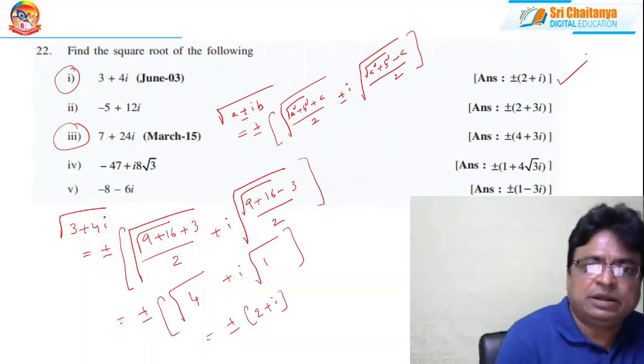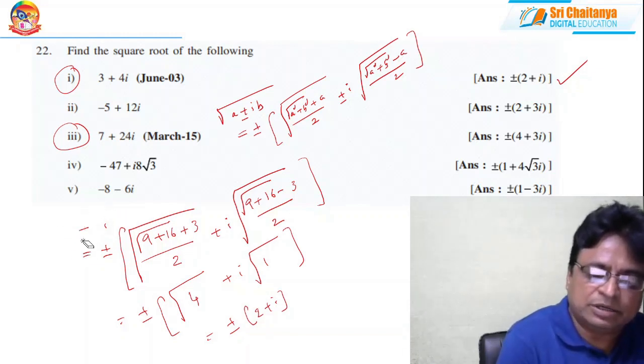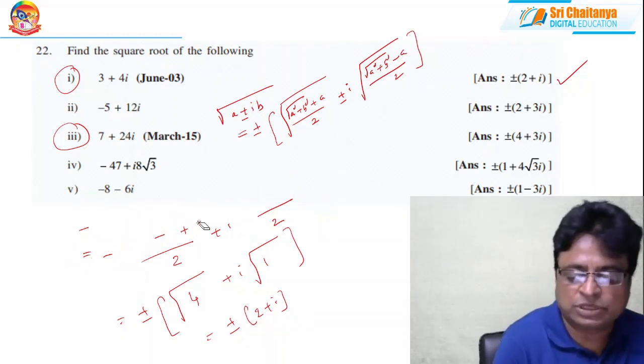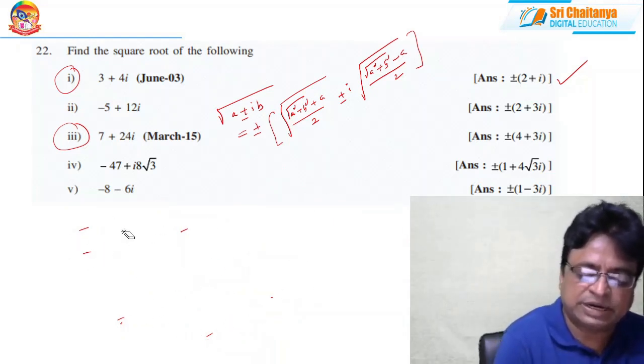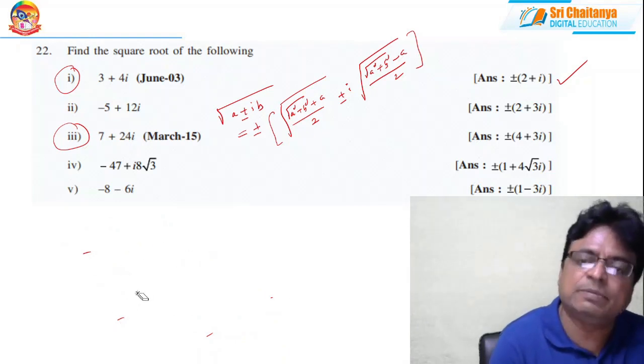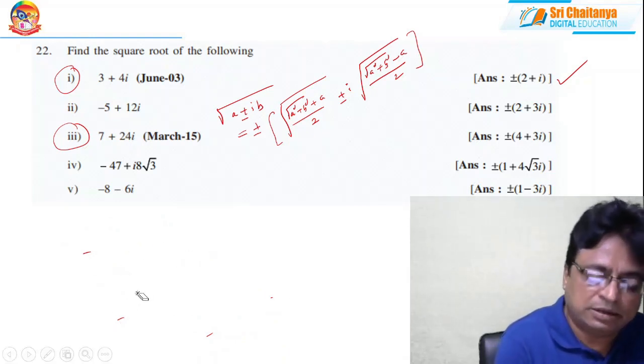In a similar way, you can solve problem number 3 also. How to solve problem number 3? 7 plus 24i. So the square root of 7 plus 24i. Please write the formula on paper, even in public examinations. But in competitive examinations, please practice the formula.